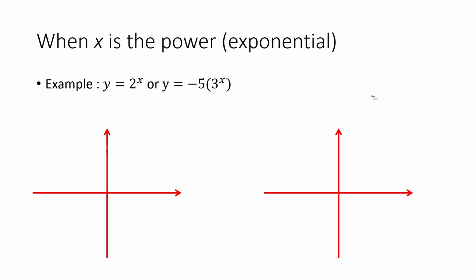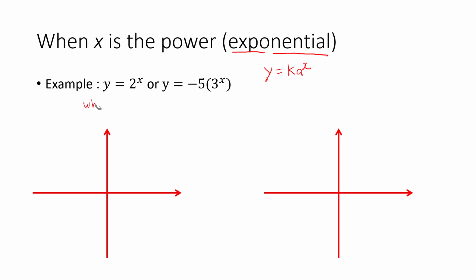Lastly, let us look at function whereby x is the power. For example, this function y is equals to 2 to the power of x, or y is equals to -5 times 3 to the power of x. This kind of graph, we call it the exponential graph. And they generally follow this format. Y is equals to k a to the power of x.